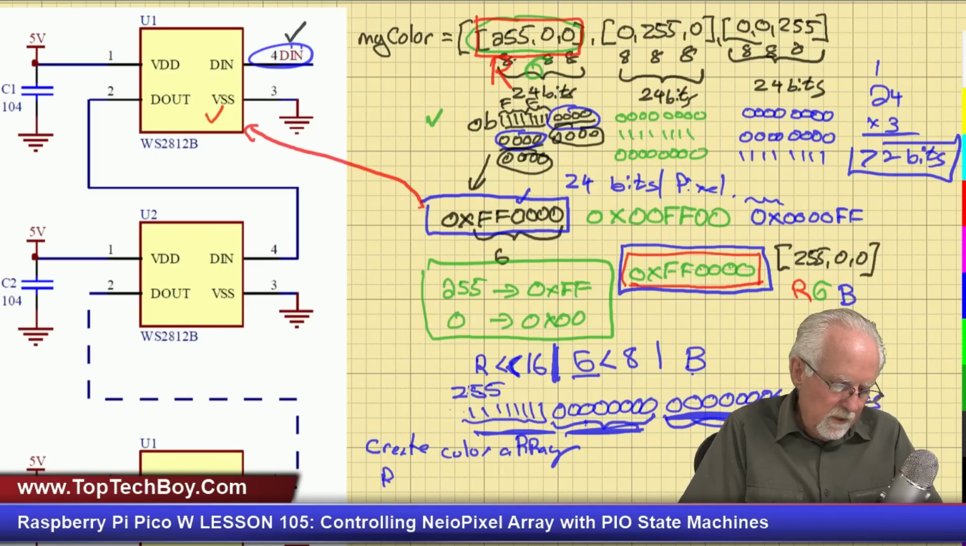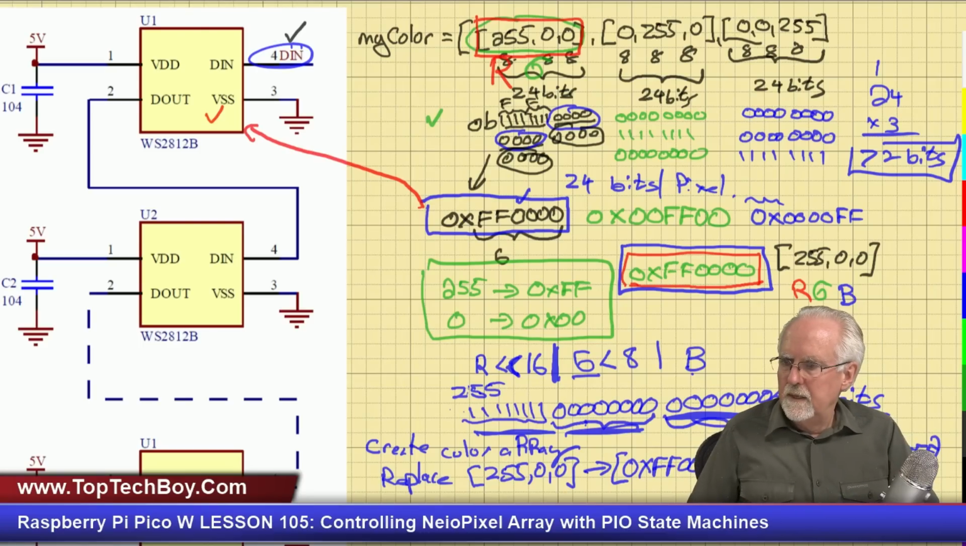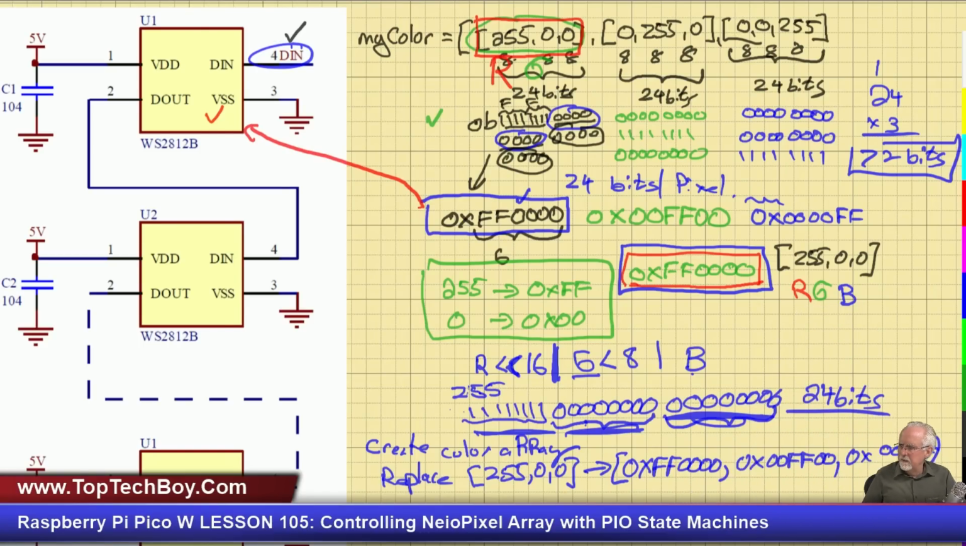And then I have to replace something like 255, 0, 0. I have to put that in the array as 0xFF0000, like that. And then the next one would be 0x00FF00. And then 0x0000FF. Okay. And I need to get even more tiny, don't I?